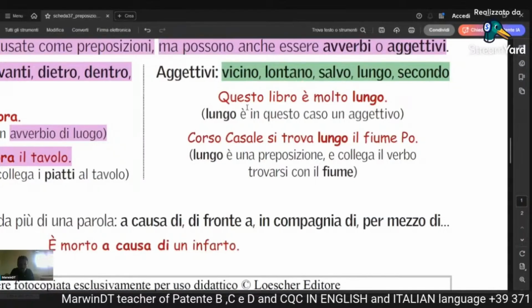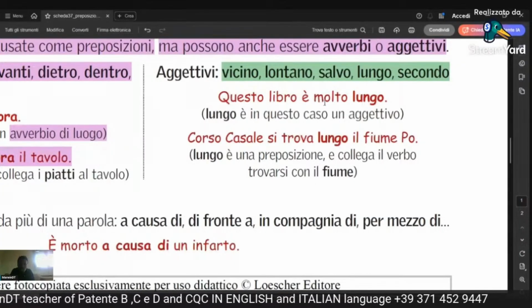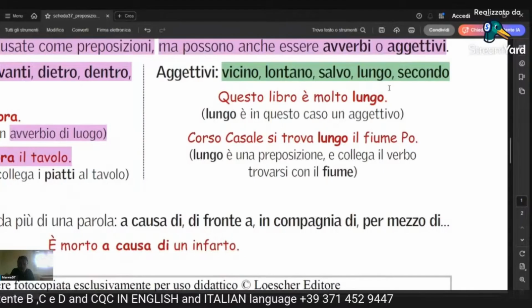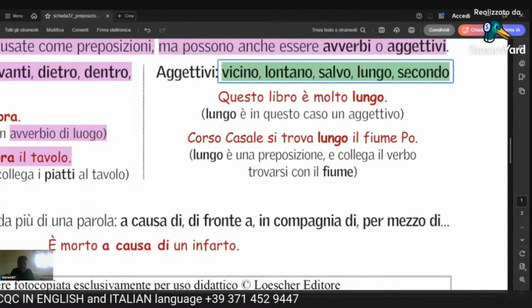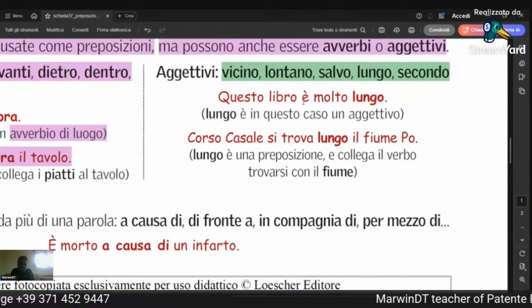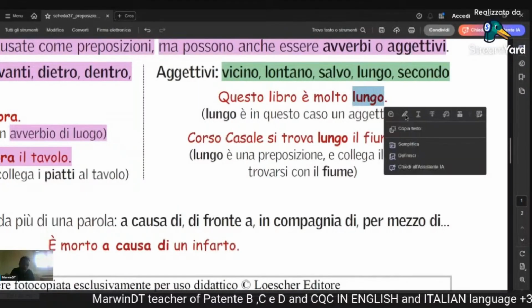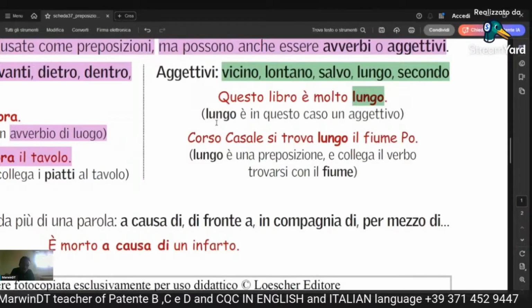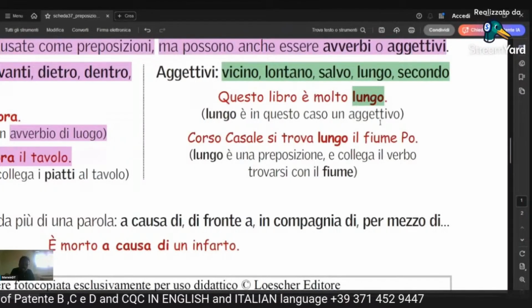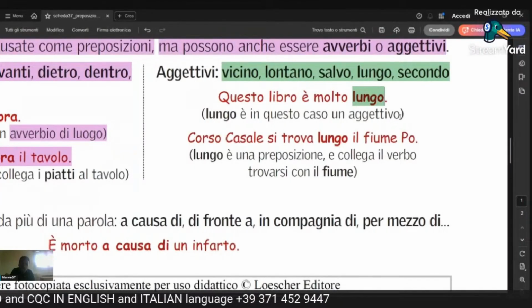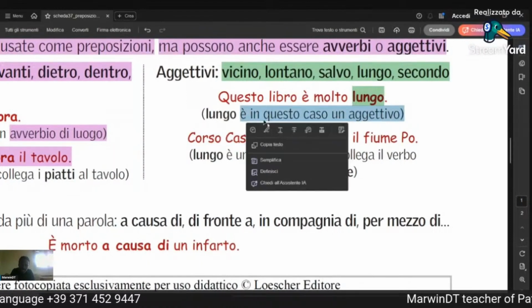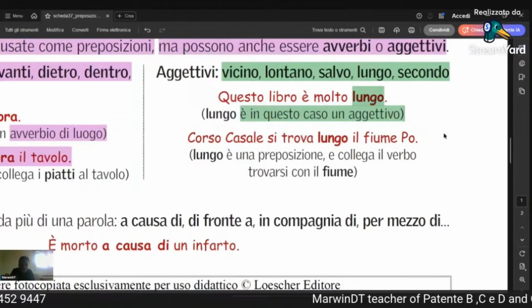Okay. Questo libro è molto lungo. Or with secondo, we can say second. Now, questo libro è molto lungo, meaning this book is very long. Lungo, in questo caso, è un aggettivo, an adjective defining how long the book is.